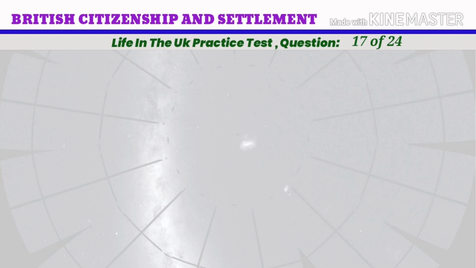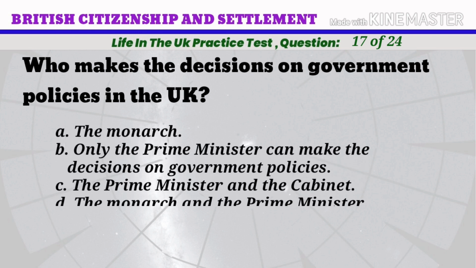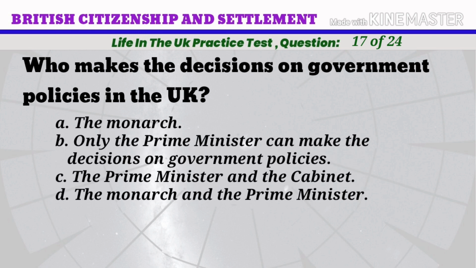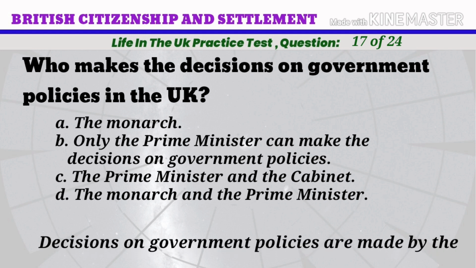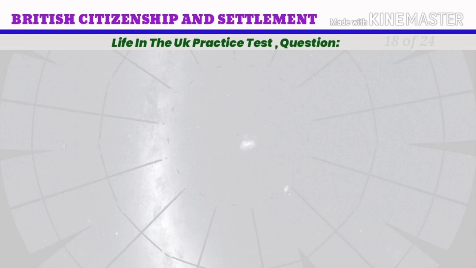Life in the UK practice test question 17 of 24. Who makes the decisions on government policies in the UK? A. The monarch. B. Only the Prime Minister can make the decisions on government policies. C. The Prime Minister and the Cabinet. D. The monarch and the Prime Minister. The correct answer is C. The Prime Minister and the Cabinet. Decisions on government policies are made by the Prime Minister and Cabinet.